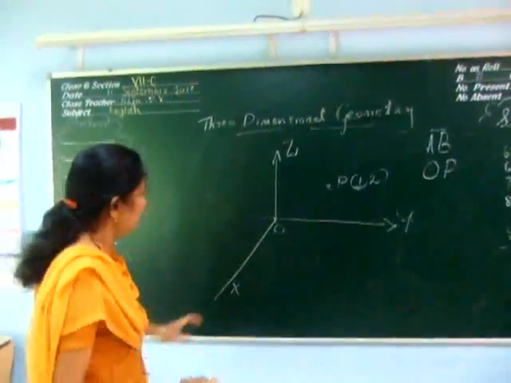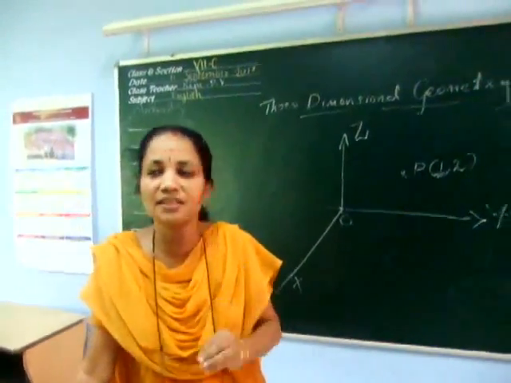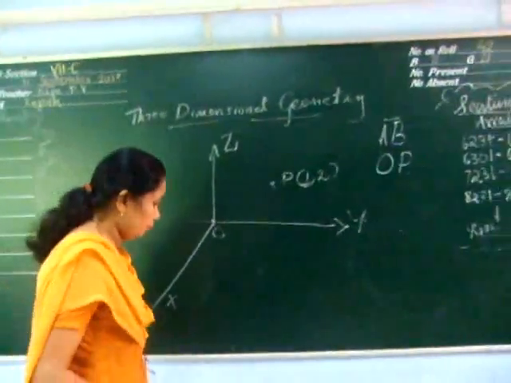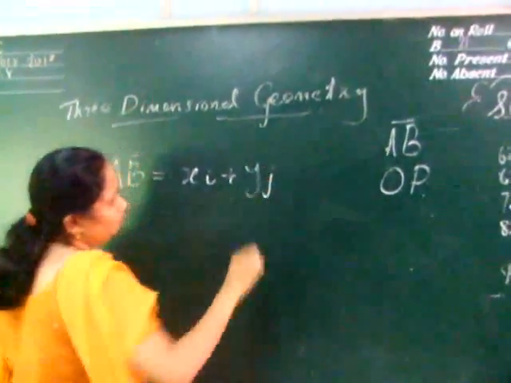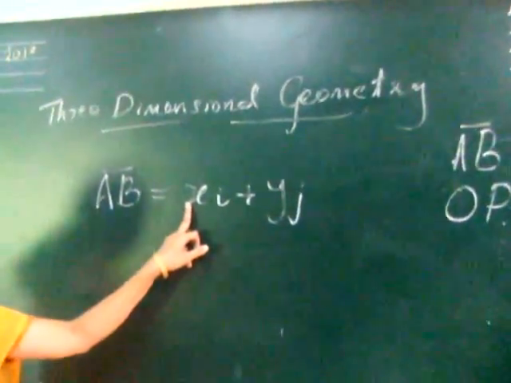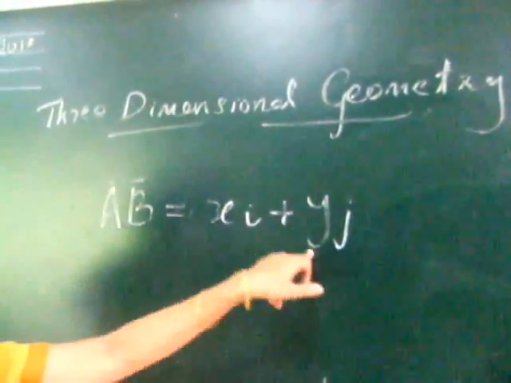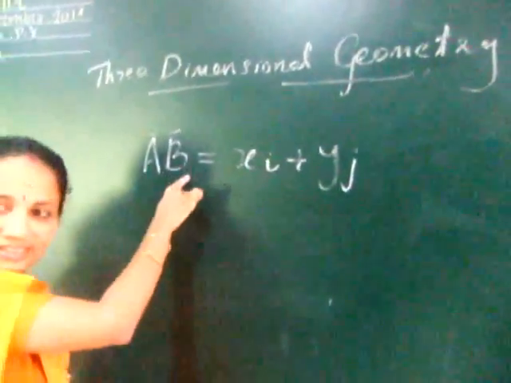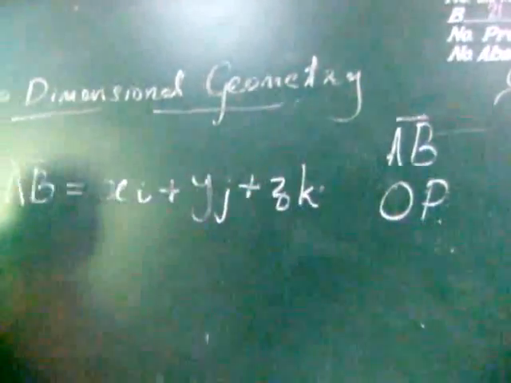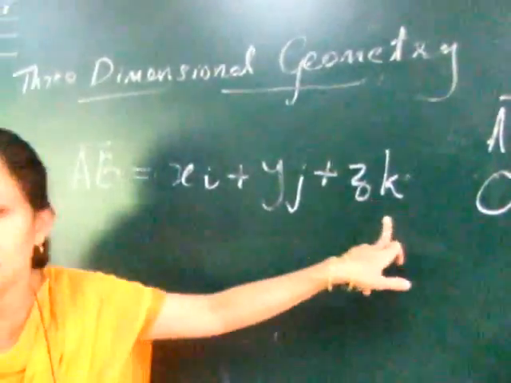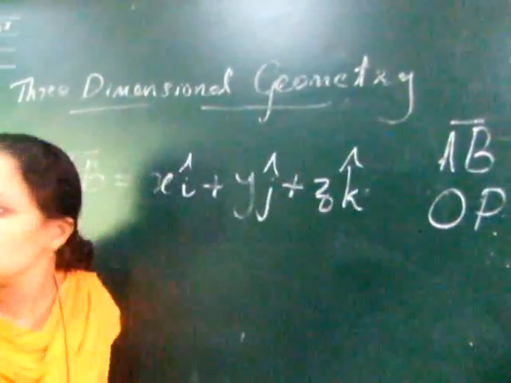And before starting the plane and the straight line, I will have to define certain basic concepts. The first one is, like we have seen, vector AB in the component form xi plus yj. This vector, if it is in 2 dimensions, we write it as xi plus yj, where x is called the x component, y is called the y component. Suppose we consider a vector in 3 dimensions in space, we will have one more, that is zk, with respect to the z axis. So that is xi plus yj plus zk, where x is the x component, y is the y component and z is the z component.